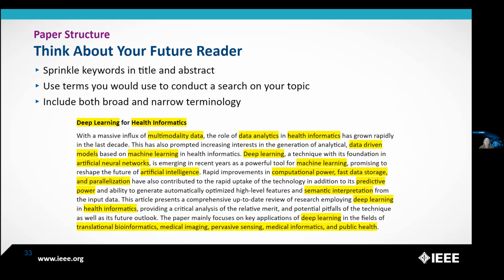And when you're crafting your title and abstract, remember, you want to use keywords and phrases that you would use to conduct a search on your topic. Think about synonyms as well as both broader and narrower terms that capture what your paper is about, so that regardless of how somebody searches, they're still going to find it. In this particular example here, you can see on the page, they use the broad phrase deep learning, but also have some narrow phrases in there, such as data-driven models and artificial neural networks.